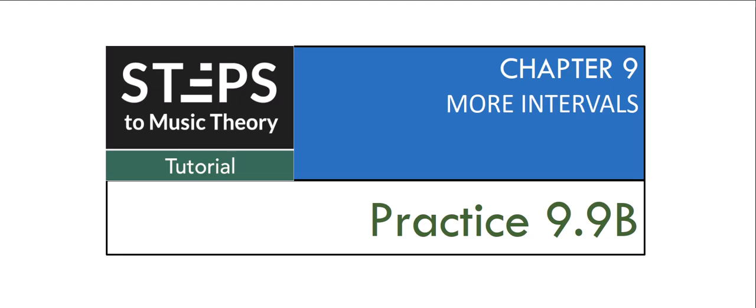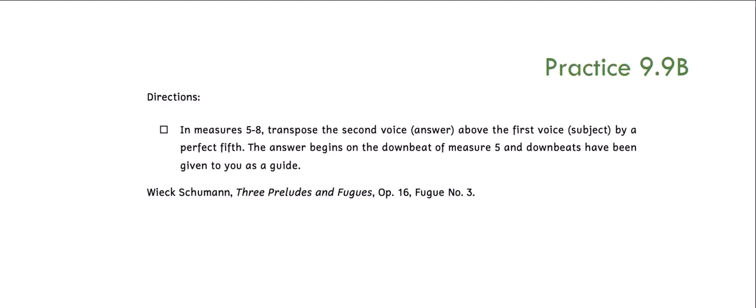This tutorial is on practice 9.9b. Directions. In measures 5 through 8, transpose the second voice or answer above the first voice or subject by a perfect fifth. The answer begins on the downbeat of measure 5, and downbeats have been given to you as a guide.